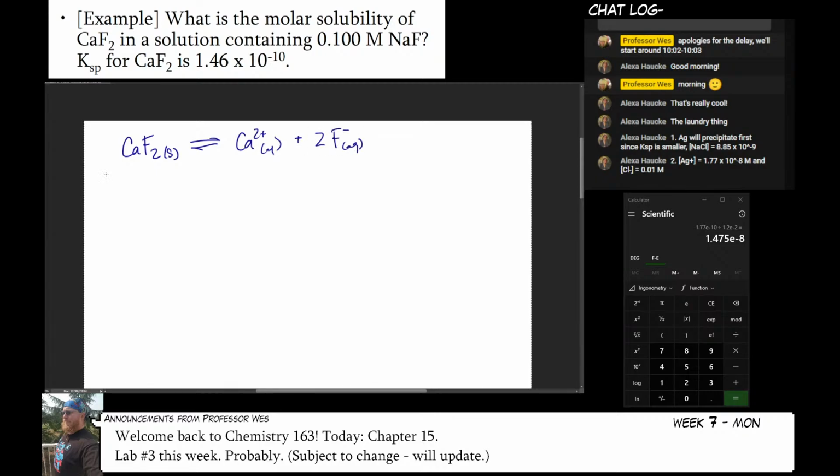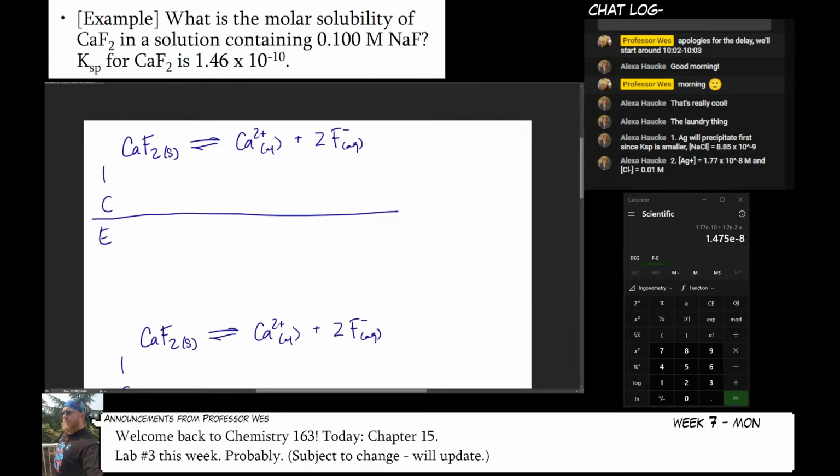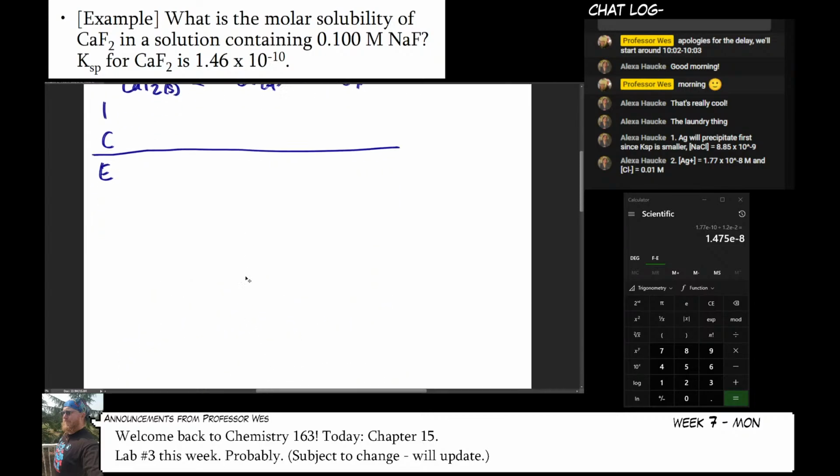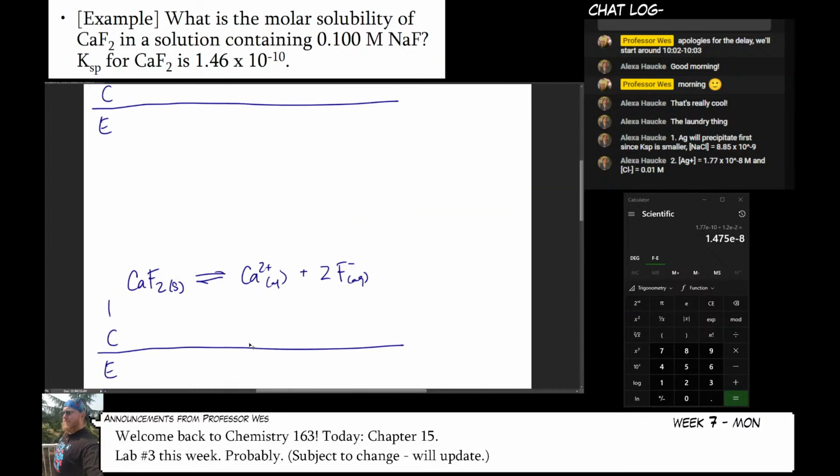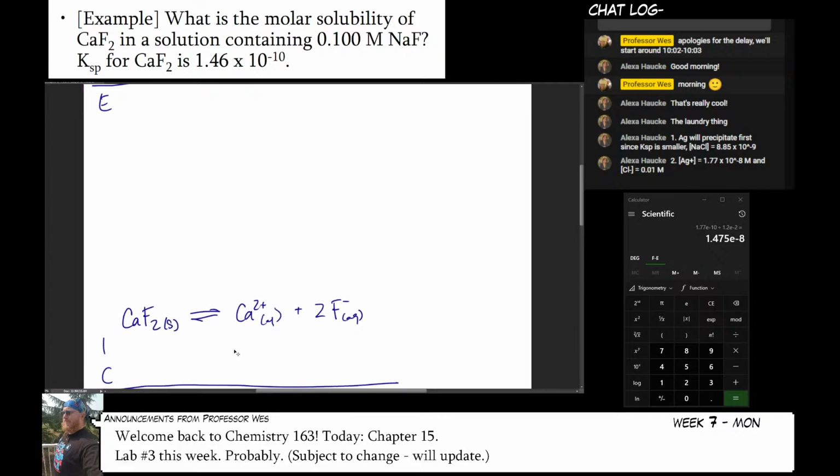All right, so for this first problem, we're going to set up this ICE table. And what I'm going to do is immediately copy and paste this, and shove it down here somewhere. Oops, that didn't quite work. Okay, because we're going to come back to this in a second.